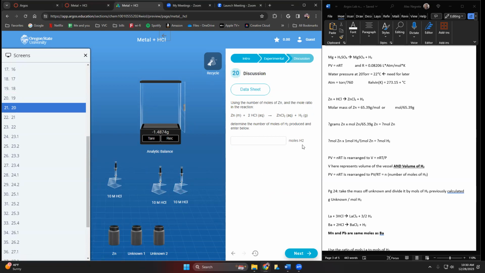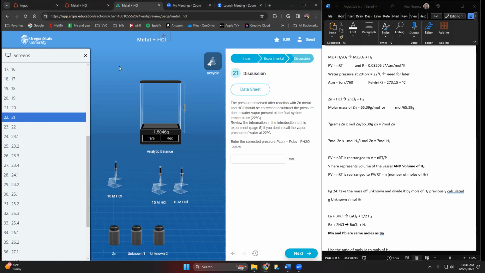And then we need to do some stoichiometry. Now that we have moles of zinc, we could use the molar ratio in this reaction here, where we see 1 mole of zinc is equal to 1 mole of hydrogen gas, right? So we could use this ratio here. Whatever the answer is here, we're going to multiply it by 1 mole of H2 over a mole of zinc, and that's going to give us how many moles of hydrogen gas that we have there.